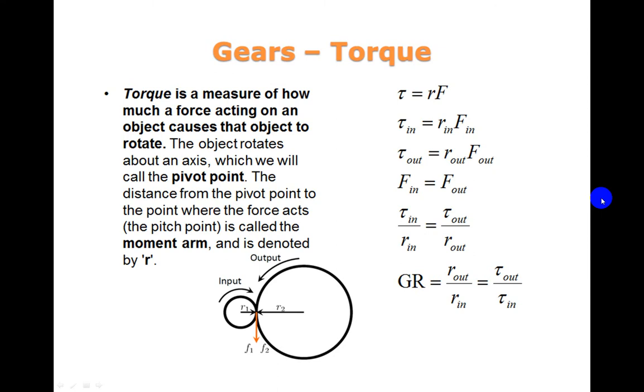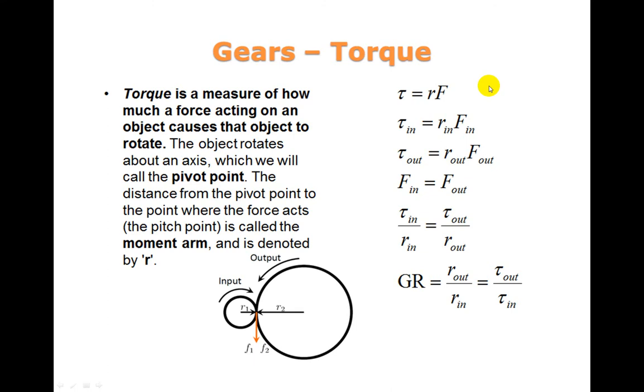The distance from the pivot point to the point where the force acts, or the pitch point, as you saw on the slide before, is called the moment arm and is denoted by an R. So torque, again the Greek letter tau, is equal to the radius times the force. Torque in equals radius in times force in, or also it can be written as torque out equals radius out times force out.